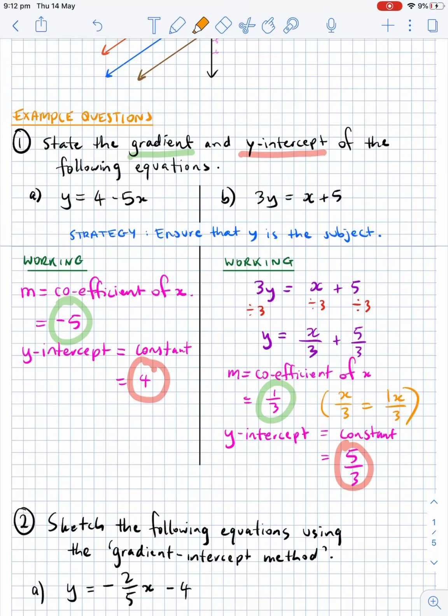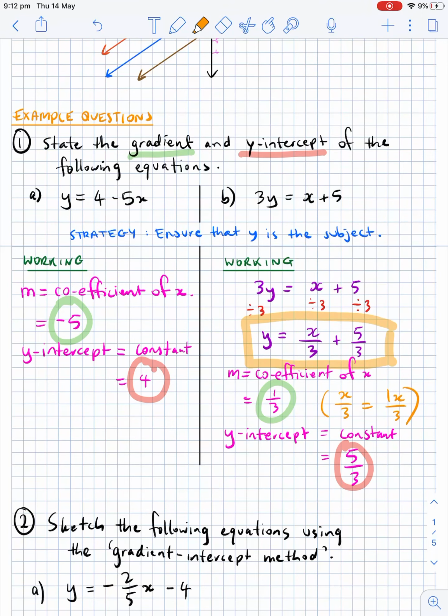Okay, next up, have a look at this equation here. You have to think to yourself, is y the subject? No, at the moment it's 3y is the subject. You need to get y by itself, so we're going to divide everything by 3. That makes our 3y change to just y, which is what we want. x divided by 3 is x over 3, and 5 divided by 3 is 5 over 3. So we get this equation.